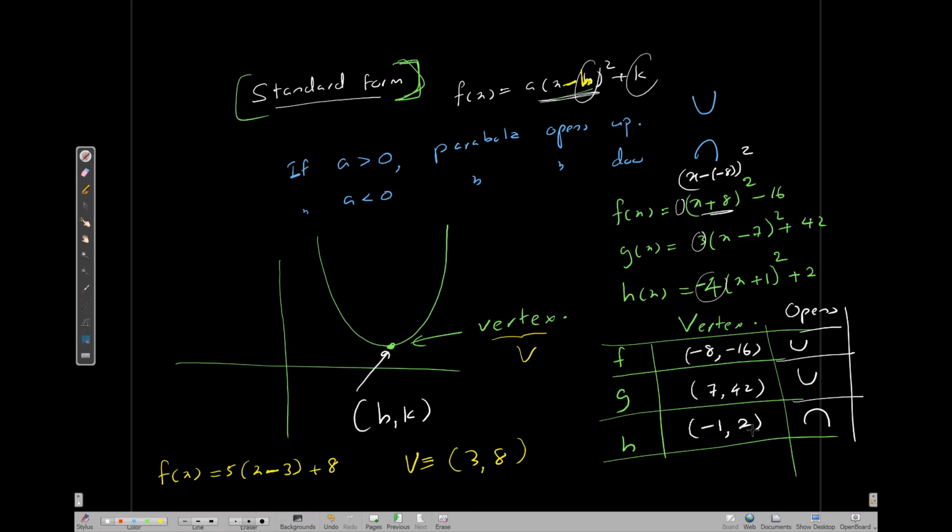Another thing to note, this line, we call it the axis of symmetry. And let me recall for you some things.